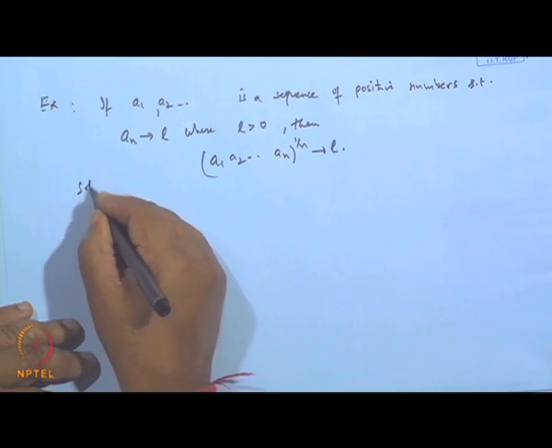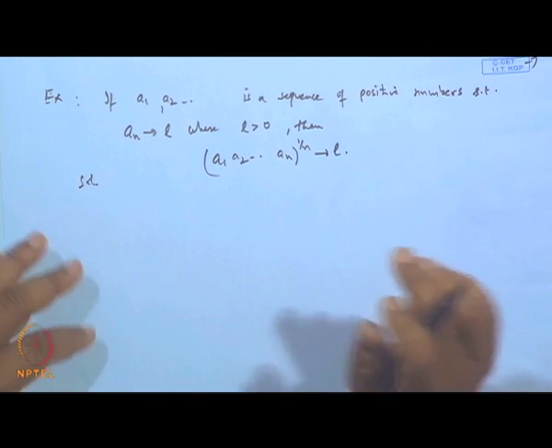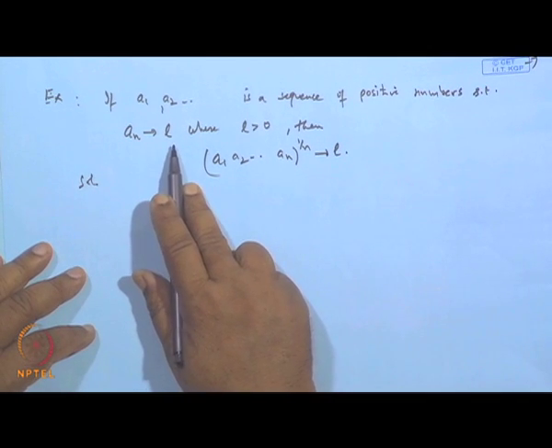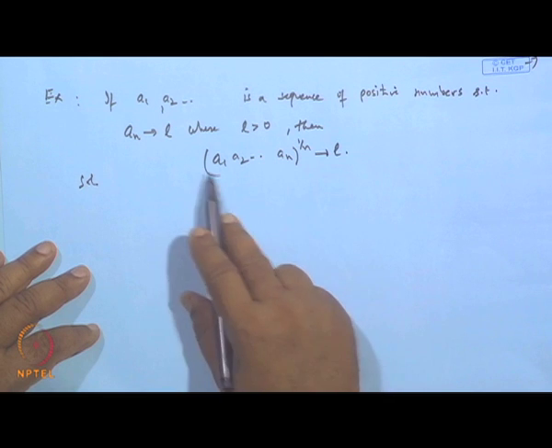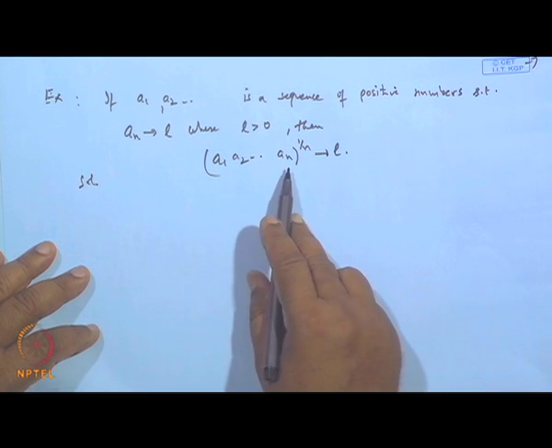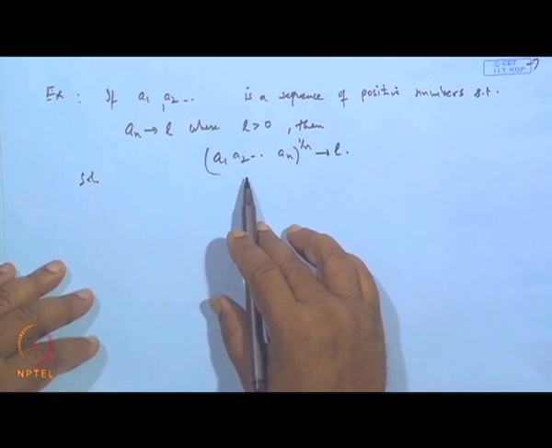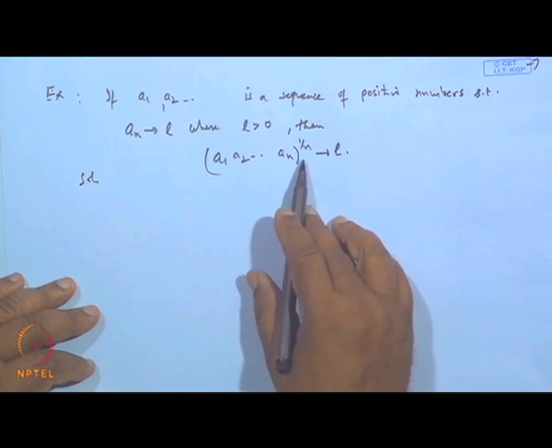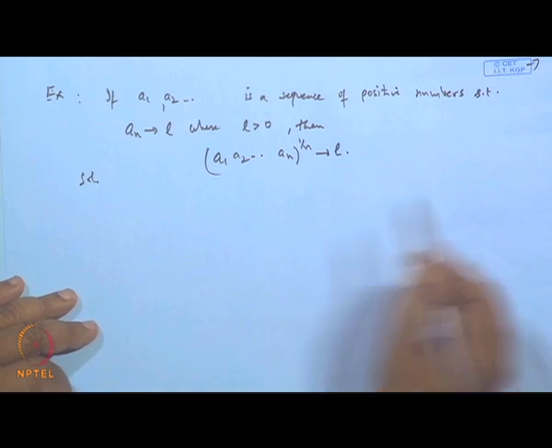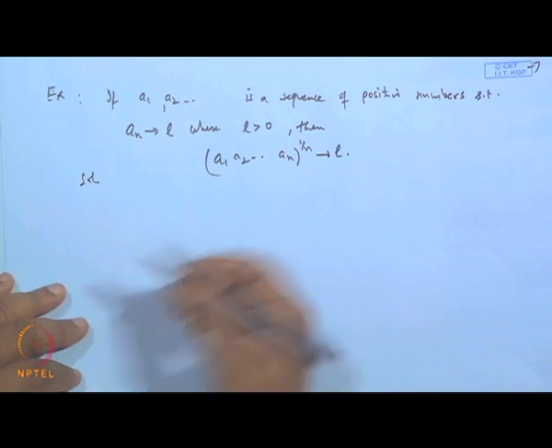So, let us see the solution. A1, A2, ... is a sequence of positive numbers such that the limit of An is L, where L is positive. Then the nth root of this product, that is the geometric mean, will also tend to L. The solution is based on the previous Cauchy theorem, the first theorem on the limit: if An goes to L, then the mean value (A1 plus A2 plus ... plus An) by n will also go to L.